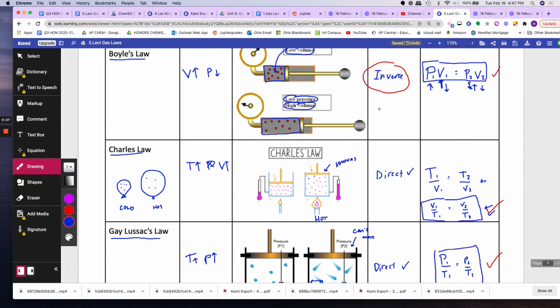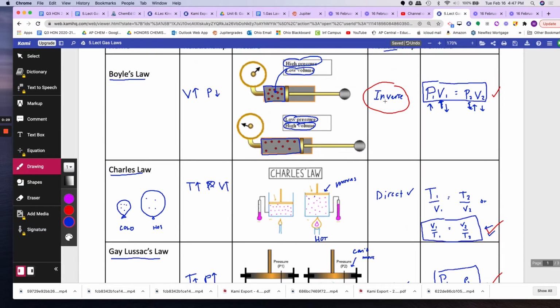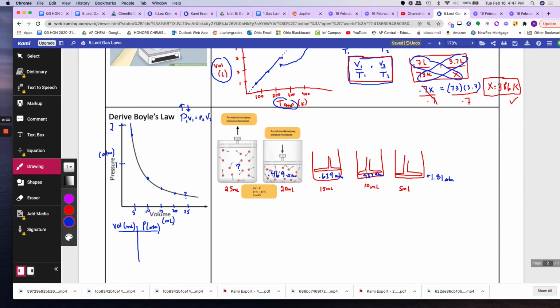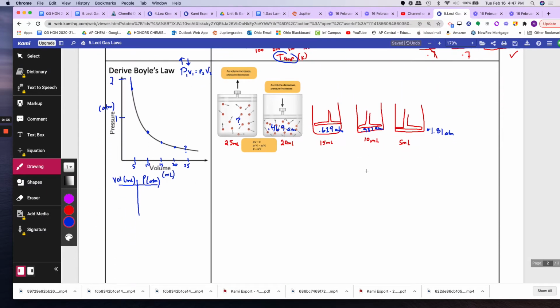So we will derive Boyle's law right now, and we will try to figure out how they came up with this equation. Okay, so again, scientists like to do experiments to get an equation. So here what we have is a syringe. This piston can move up and down. Okay, so we'll start over here in the very end.